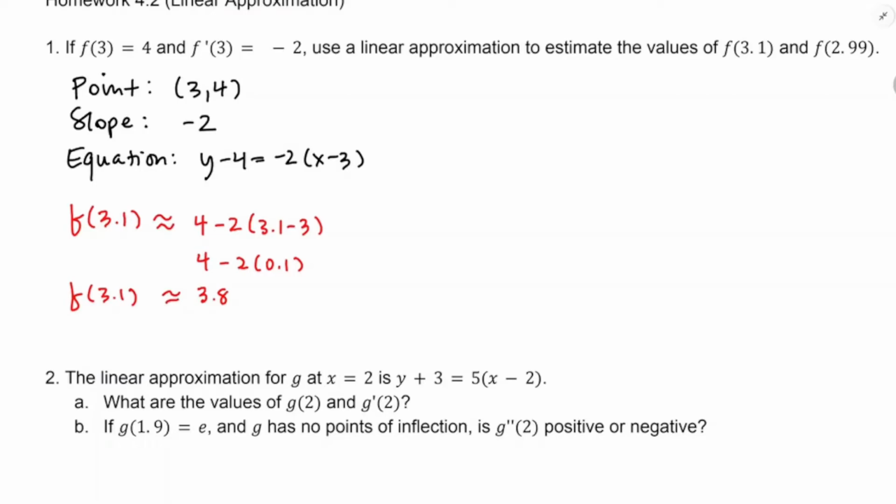All right, and then I'm going to also need f of 2.9. Okay, so an approximation for f of 2.9 would be 4 minus 2 times 2.9 minus 3. So that'd be 4 minus 2 times negative 0.1. Okay, so 4 plus 0.2, that would be 4.2.